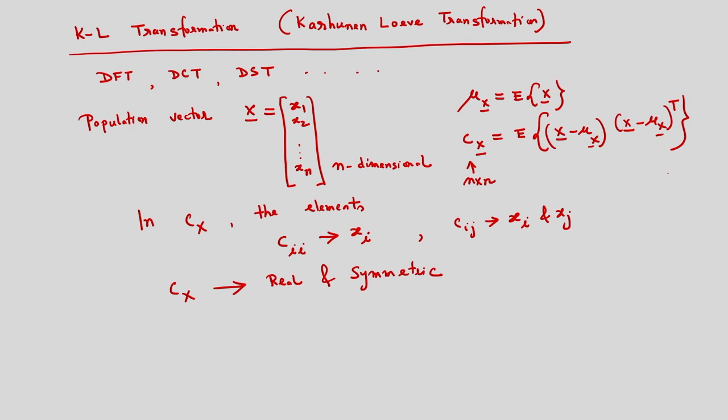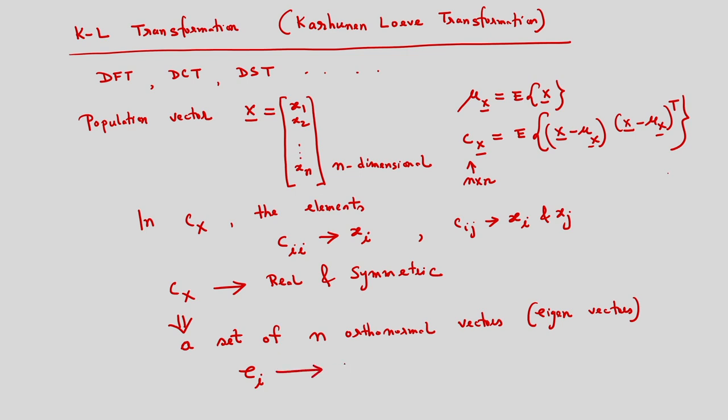So from this matrix, we can get a set of n orthonormal vectors. What can I get from this covariance matrix? I can get a set of n orthonormal vectors, and these are called the eigenvectors. So these are the eigenvectors. These eigenvectors are represented like this, Ei. So you can see from the covariance matrix we can determine the eigenvectors.